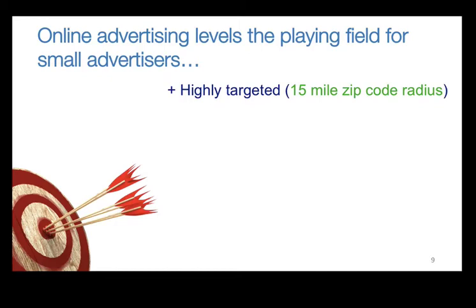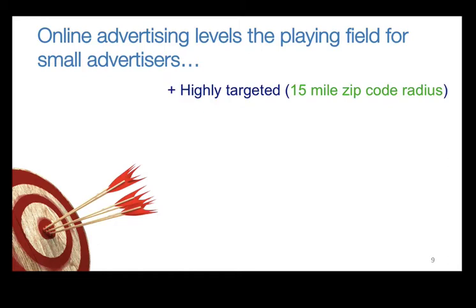So the availability of online advertising, the lower cost, the targeting, all of these things are now leveling the playing field for smaller advertisers. Okay, you can now target the people that you want to see within a 15-mile zip code radius of your business.